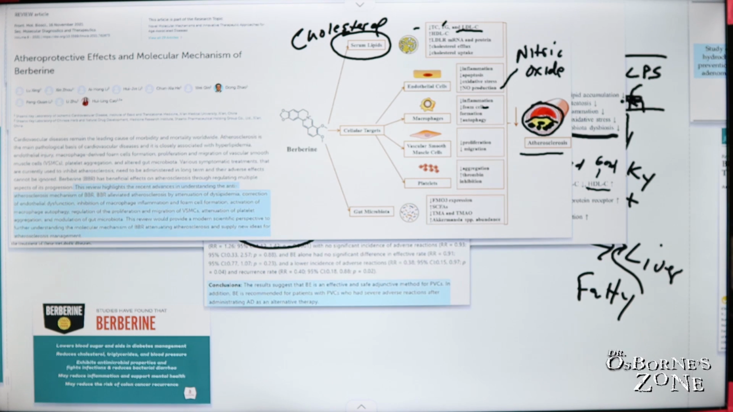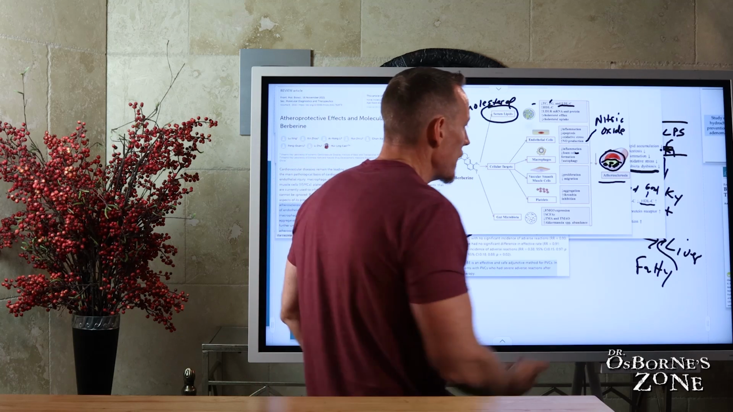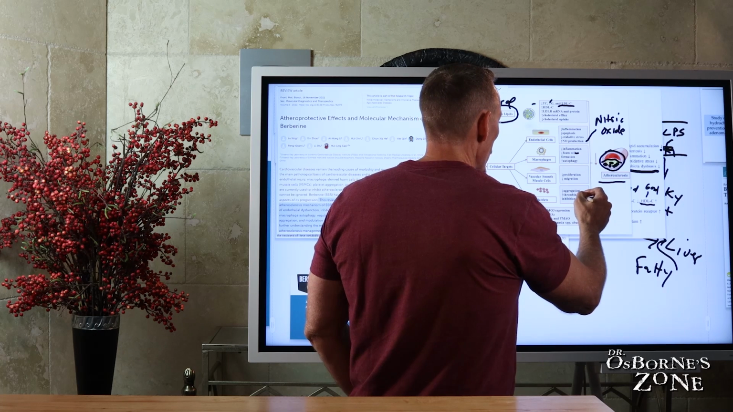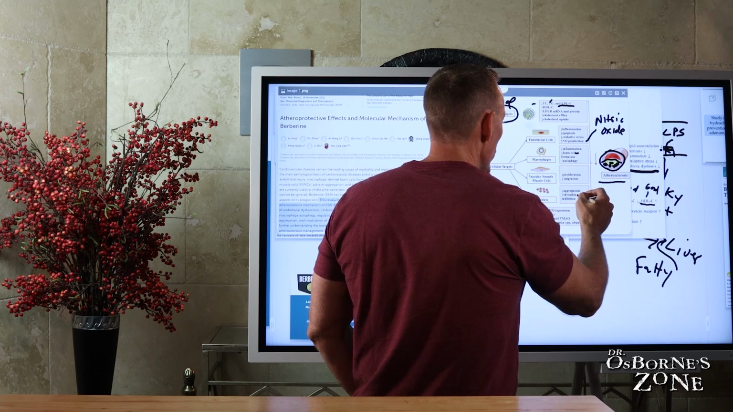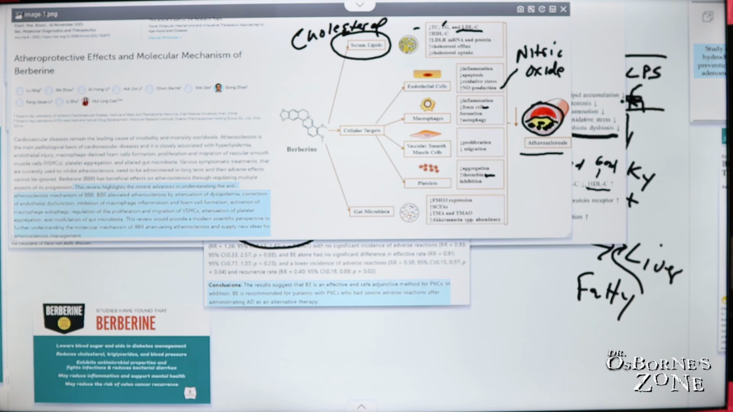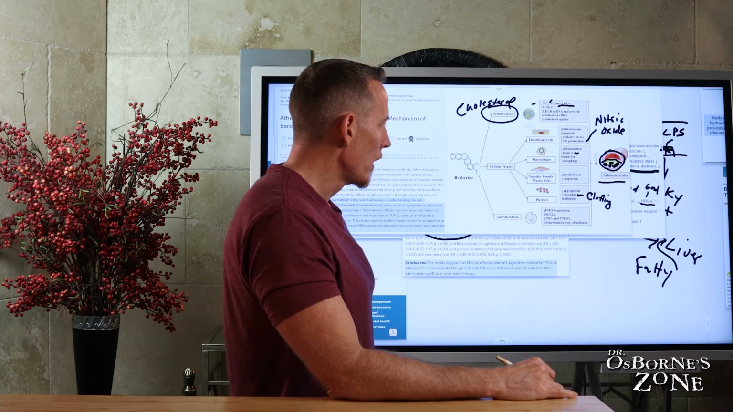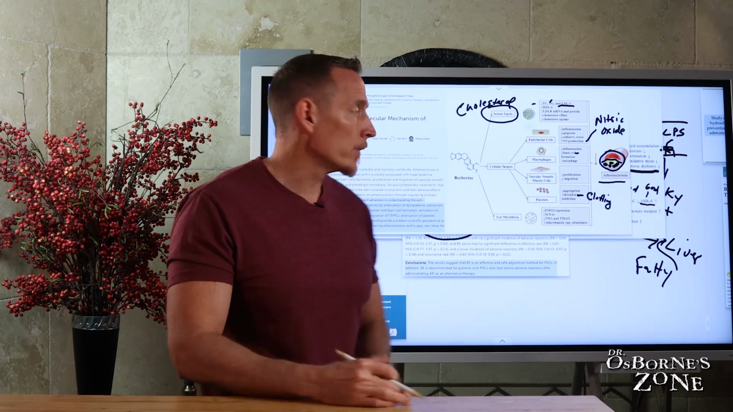We know it has an impact on the platelets, so it reduces platelet aggregation or platelet clumping, and it inhibits thrombin, or rather it increases thrombin inhibition. Thrombin is necessary for clotting. It's a protein that helps with clotting, and so again, this is one of the impacts of berberine, that it actually kind of has an anti-clotting effect, or a blood thinning effect, if you will.